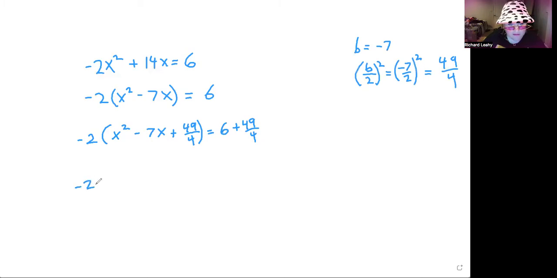Now I'm going to factor this. If I actually had to think of factors of 49 over 4 that add to 7, that's crazy, right? But these always factor the same way. It's always x plus or minus b over 2, and that'll be squared. So when you factor, that's b over 2. That's where I'm getting that from. So you don't have to think about it.